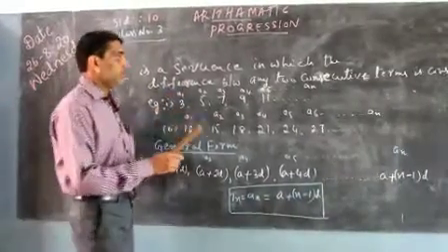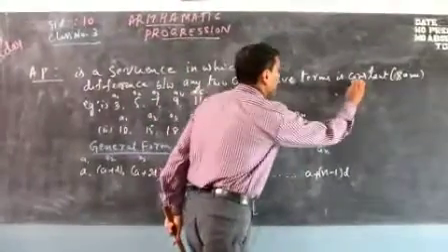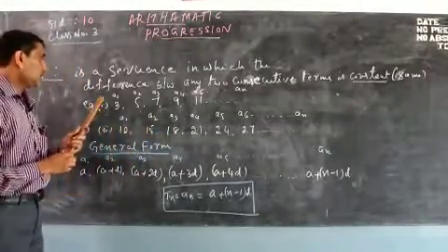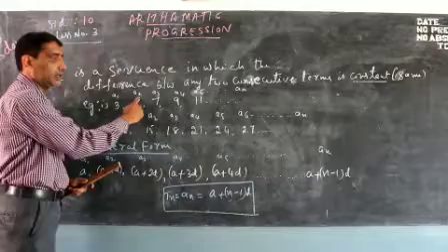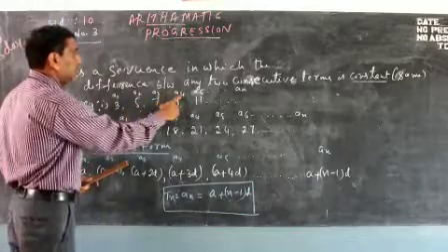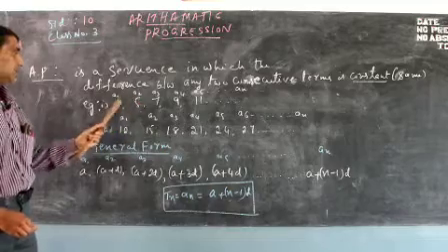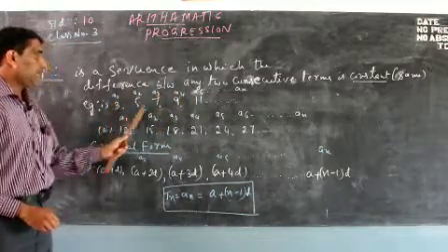Here, what have I told? The difference between any two consecutive terms is constant. What is the meaning of that? Constant means same. See here, consecutive means A1 and A2 are two continuous terms. A2 and A3 are two continuous terms. A3 and A4 are two continuous terms. Whenever you find the difference, you have to take the first and second term, second and third, third and fourth, like that only. You should not skip any terms in between them.